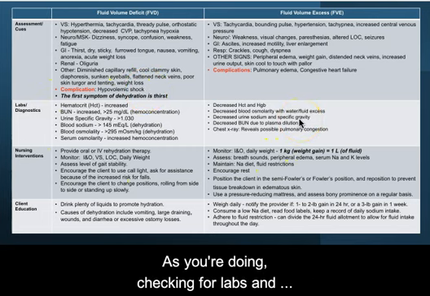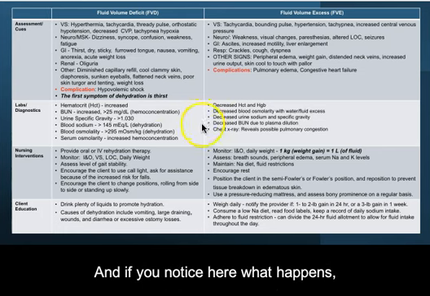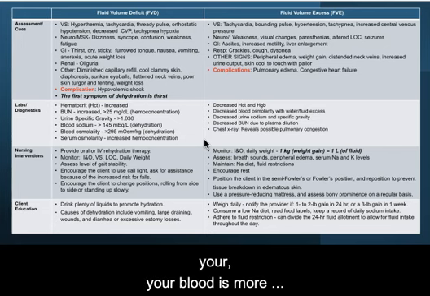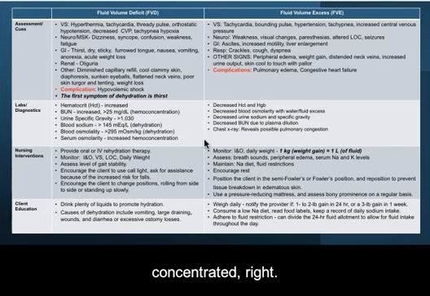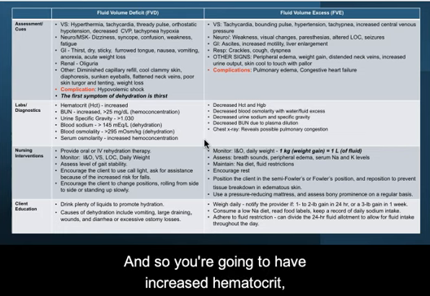As you're checking for labs and diagnostics, that's your objective data, right? And if you notice here, what happens? Your hematocrit is increased in fluid volume deficit. Now your blood is more concentrated, right? Because you don't have enough plasma in there. And so you're going to have increased hematocrit.